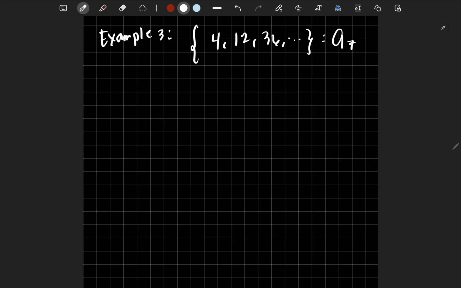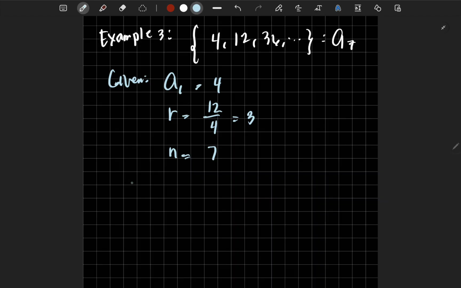Okay, so let's move on to the last example. We have here a sequence of 4, 12, 36, and we are asked to find the seventh term of this sequence. So using the same process, let's identify our given. Our a sub 1 is equal to 4. Our common ratio is equal to 12 over 4, or that is equal to 3. And our n is 7.